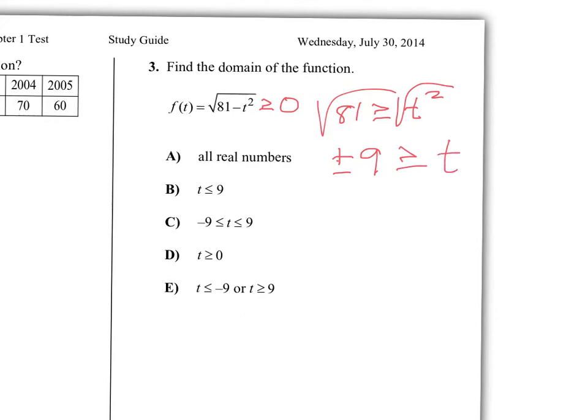So now we have to think about this to figure out whether it's C or E, right? Because one is an and, and the other is an or. One says t is between the two numbers, negative 9 and 9, and one says it is only outside. When we see we're subtracting t squared, we're going to have a problem if t is greater than 9. So that means it has to be less than 9. Even if it's negative 9, it's going to have a problem if the value is negative 10. So what I'm looking for is in between the two. So that means my answer is going to be C.